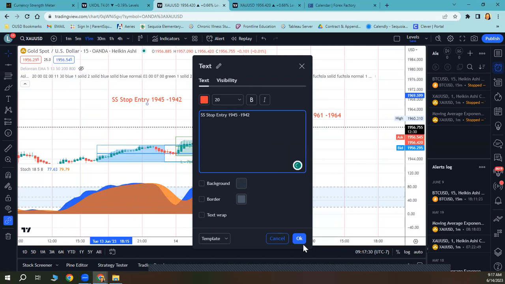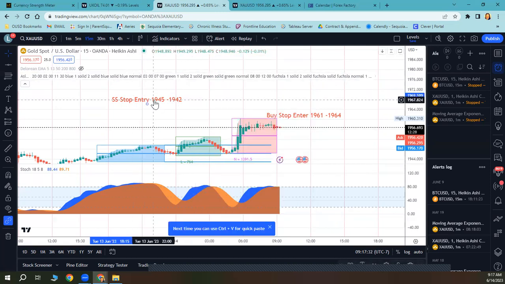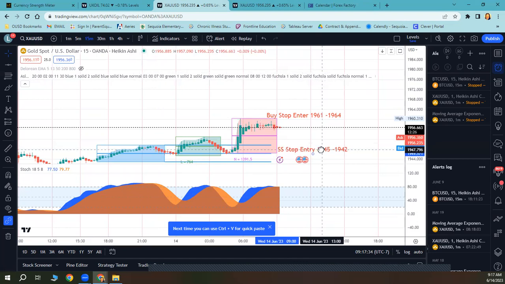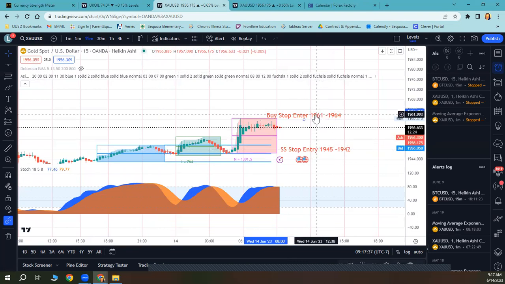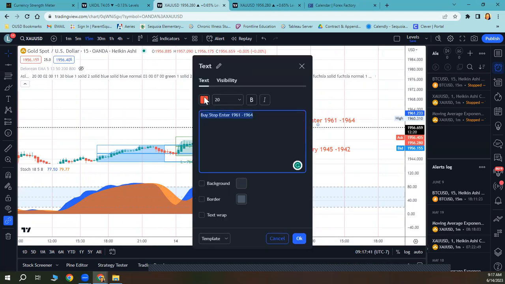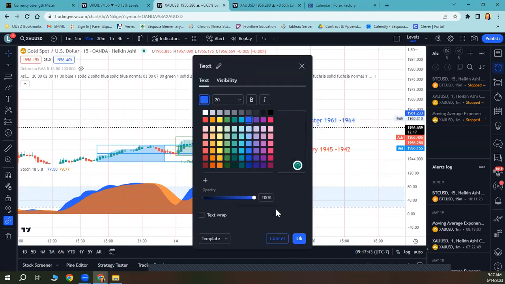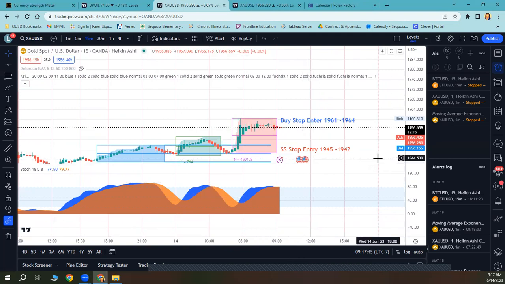The name of this game is don't be greedy. So that's why I don't take a lot, even though the market may move a lot. I don't care. I want to get in and out. And again, because those candles are shooting both ways, you want to be responsible. Okay, so now I have my sell stop and I have my buy stop.